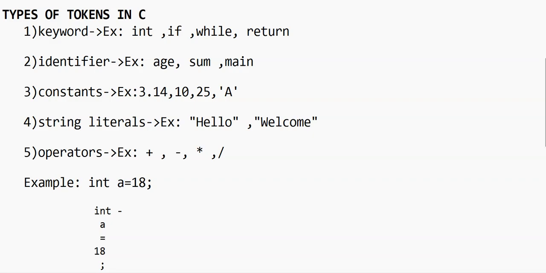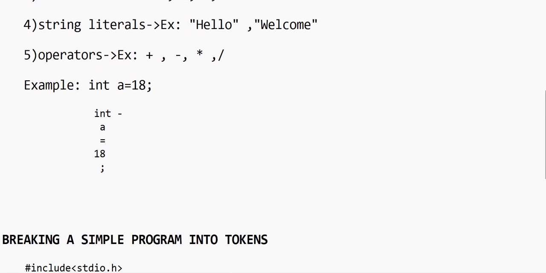Okay, now let us divide each token. I mean, let us name which token belongs to which type. Here int, a, equals, 18, semicolon. Initially, the int, I have previously said it is a sort of keyword that is predefined. It has a predefined meaning in a C program. So it is a keyword.